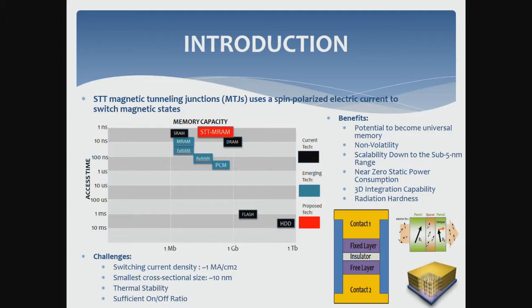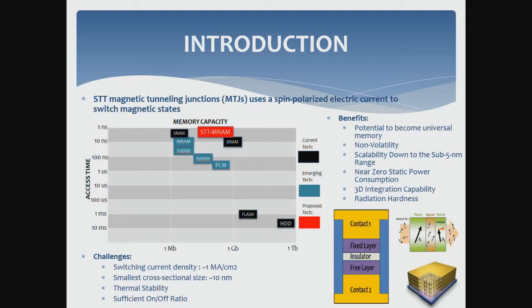So what are the main challenges being pursued in this technology? The biggest one is decreasing the switching current density, which, this figure is incorrect, is on the order of megaamps per centimeter squared, and if I recall, is anywhere between 2 to 3 megaamps per centimeter squared, which is inadequately high for proper information processing.